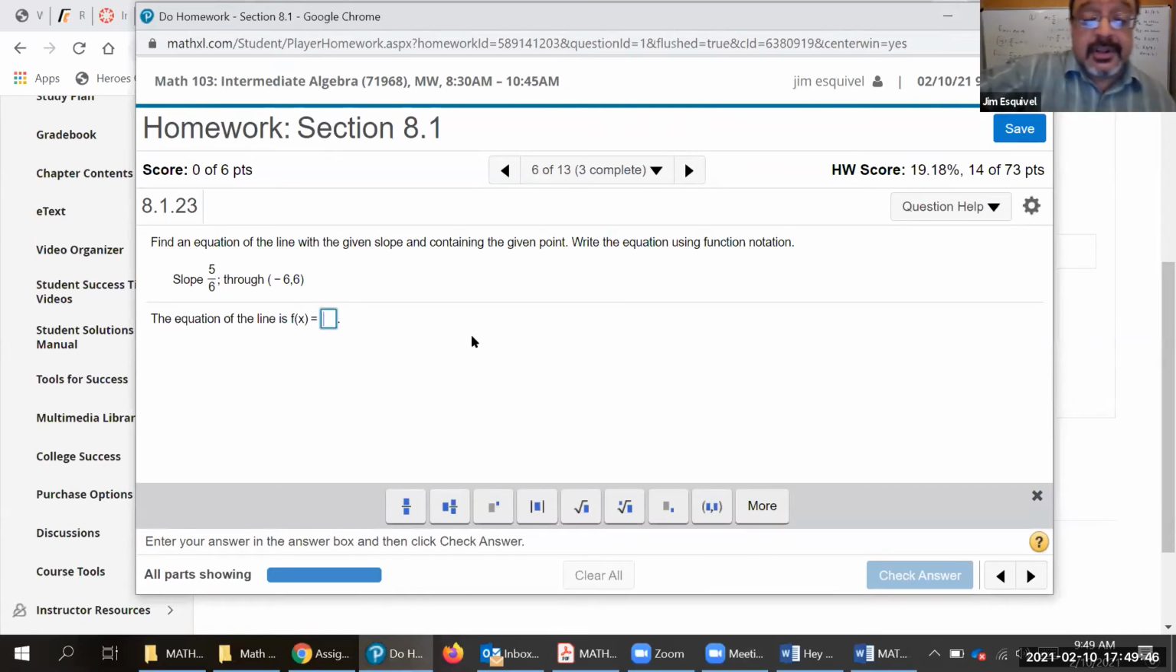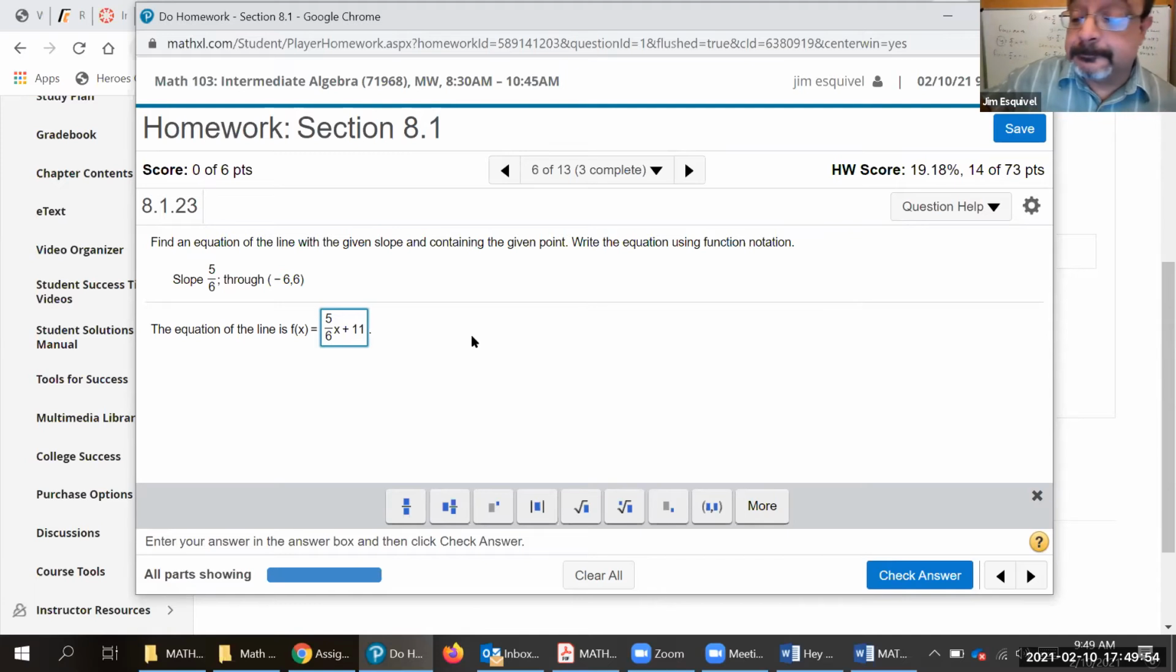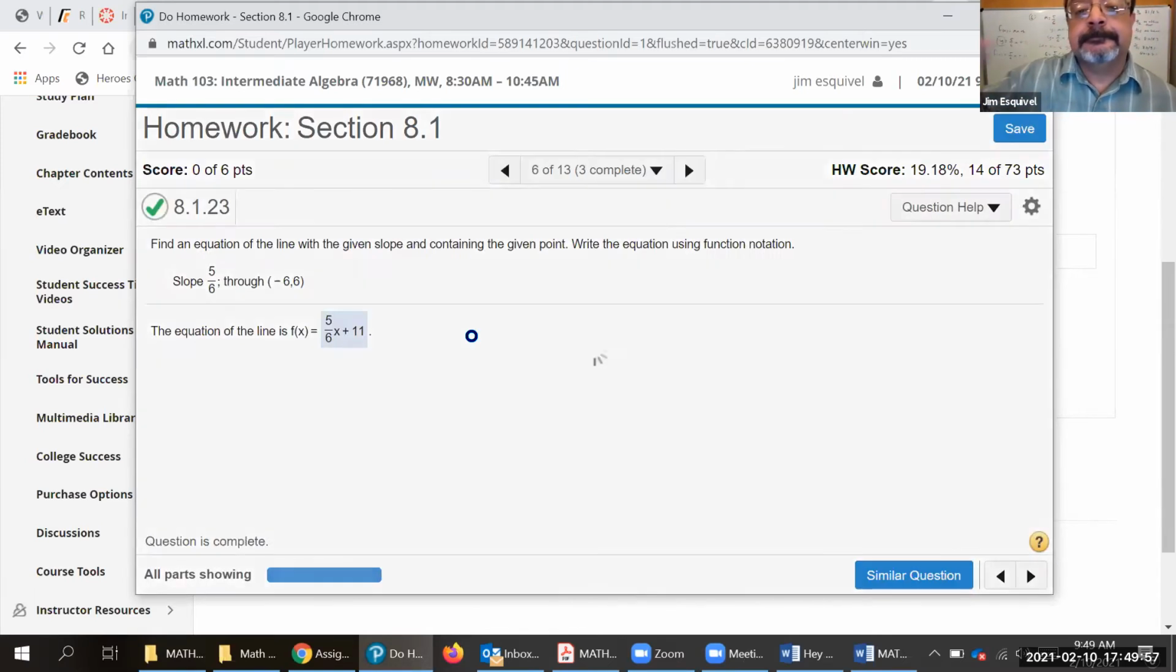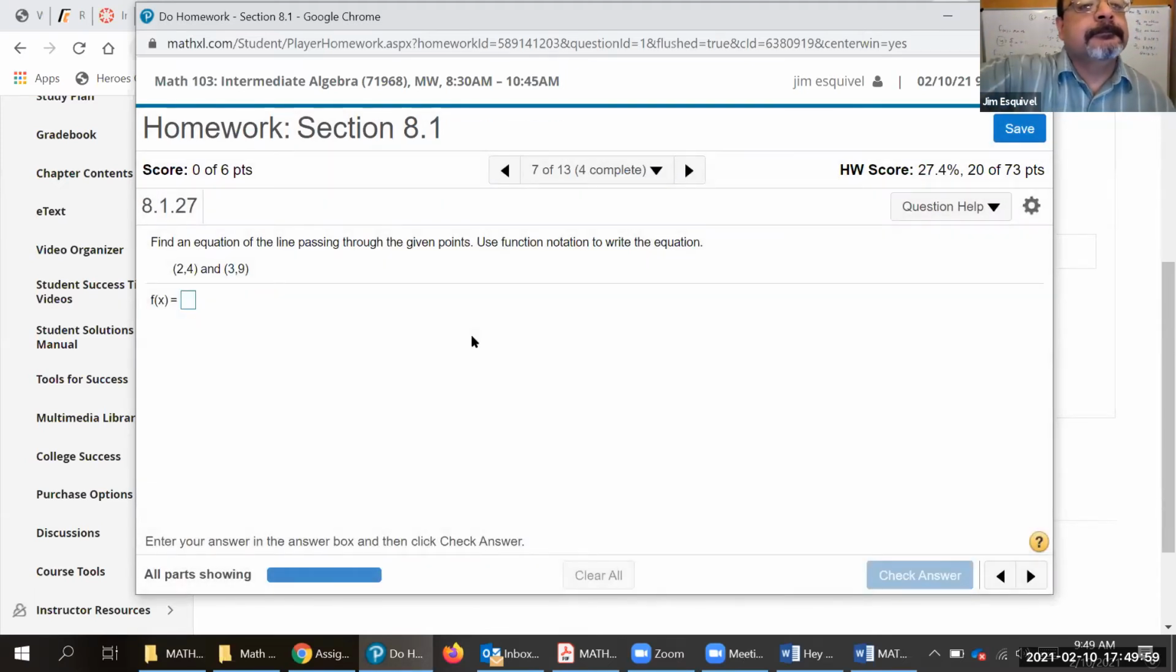So 5 over 6. And then you need your x, and then a plus 11. This is just like the one we did in the warm-up through 2 points. Another one with 2 points.